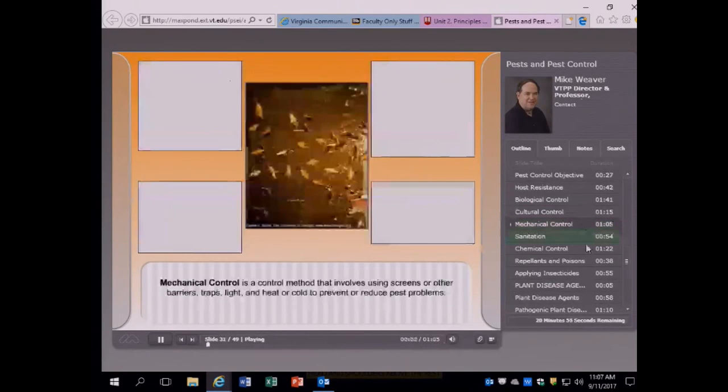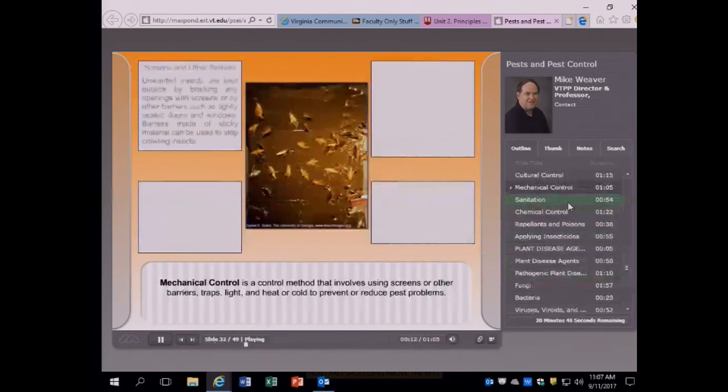The next type of control we're going to discuss is mechanical control. This involves the use of screens or other barriers, traps, light, and heat and cold to prevent or reduce pest populations. Examples of mechanical control involve the use of screens and other barriers. Unwanted insects are kept outside by blocking any openings with screens or by other barriers such as tightly sealed doors and windows. Barriers made of sticky material can be used to stop crawling insects, for example.